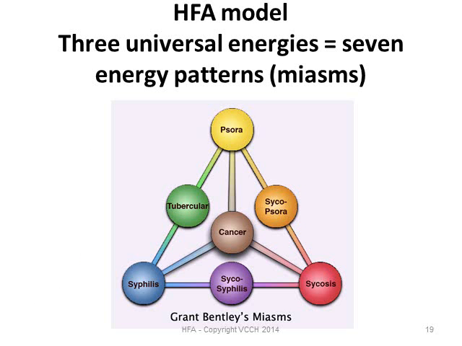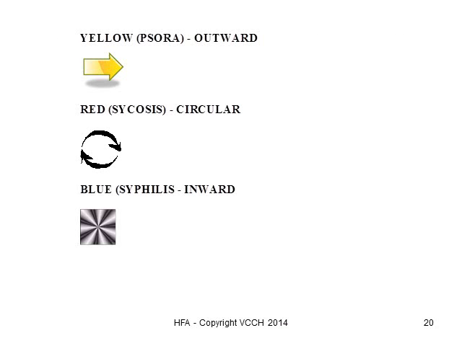The HFA model is based on the 3 universal energies, which in turn become 7 different energy patterns, or in traditional homeopathy, they were known as miasms. The traditional names were psora, psychosis and syphilis for the 3 primary miasms, with the tubercular, psychopsoric, psychosyphilis and cancer miasm being the extra 4. These are all recognised miasms within homeopathy, but the HFA model turns this concept into the concept of energy rather than diseases. If we go back to the 3 energies again, let's look at what happens when they combine with one another.